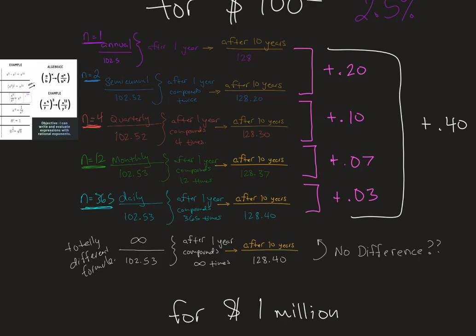So check it out. You would go up 20 cents compounding semi-annually versus annually. You go up 10 cents more, so really you go up 30 total when you do it quarterly versus annually. You would go up 37 cents if you compounded monthly versus annually. You would go up a full 40 cents if you compounded daily versus annually.